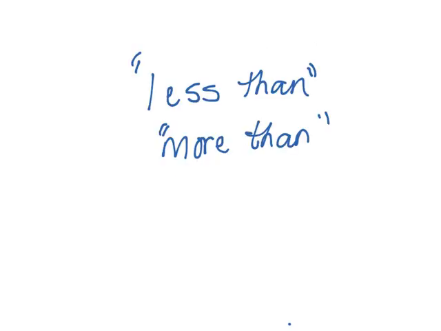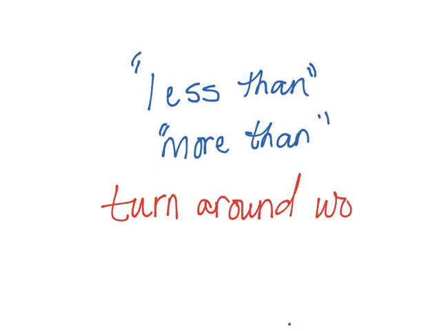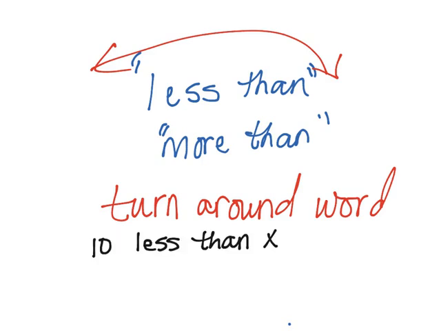Okay, I just want to remind you that we have what we call our turnaround words. Our turnaround words are when we have less than or more than or even fewer than. It's really the than part. It means we're going to turn them around, okay? So, for example, if I have 10 less than x, that's a turnaround word, so I am going to turn it around. Instead of saying 10 minus x, I'm going to say x minus 10. Okay, so let's do some more problems.